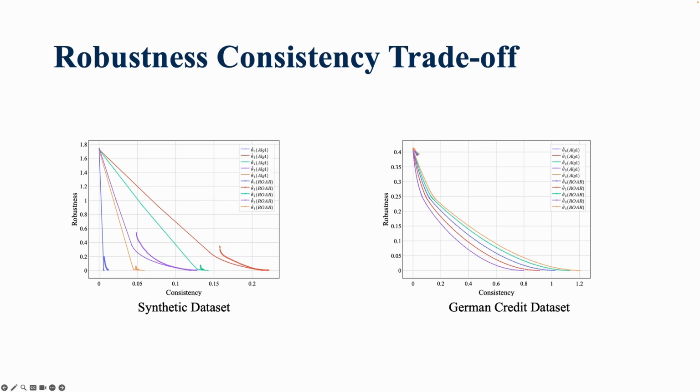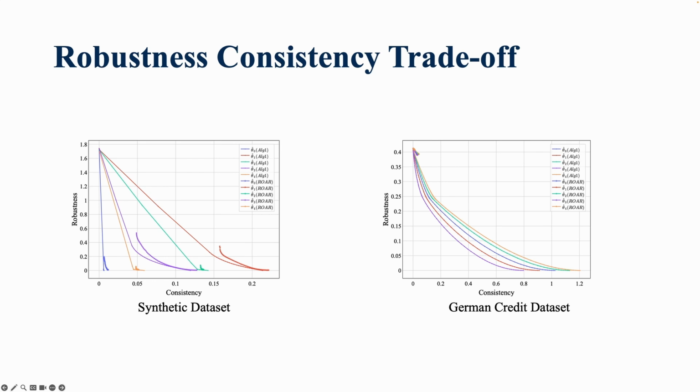Here, we present the trade-offs between robustness and consistency for two scenarios. The plot on the left shows results using synthetic data, while on the right, it uses the German credit dataset. In both plots, each colored line represents the trade-off curve obtained from a different prediction, with each point along the curve corresponding to a specific beta value.